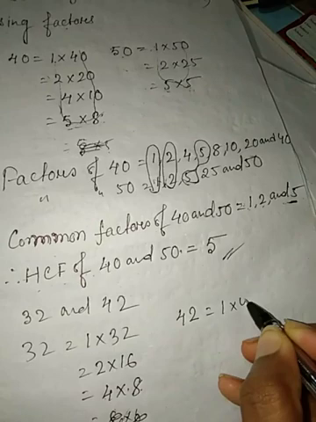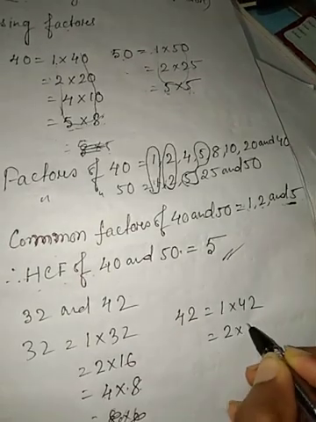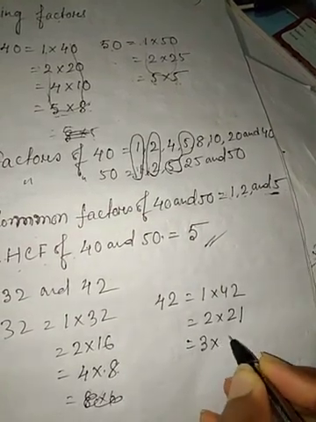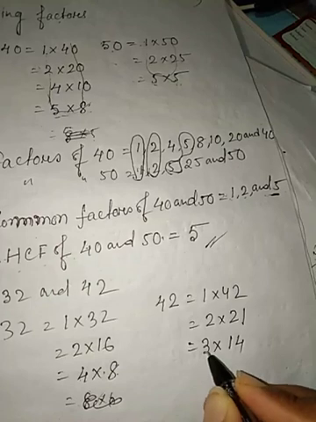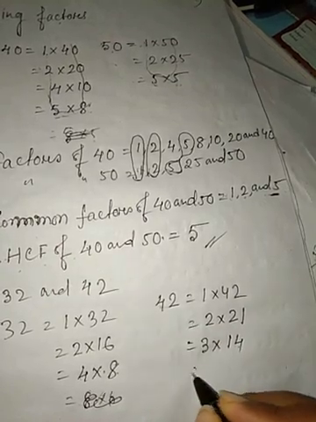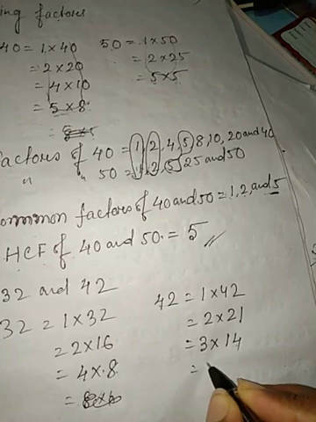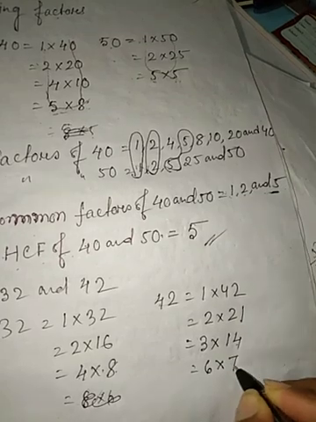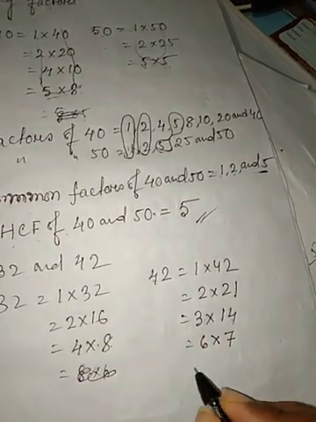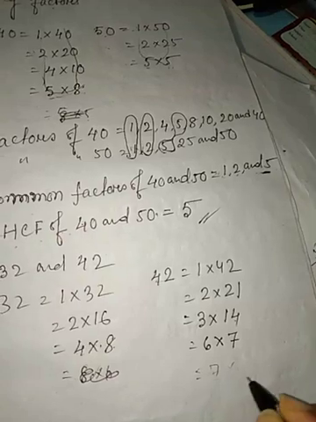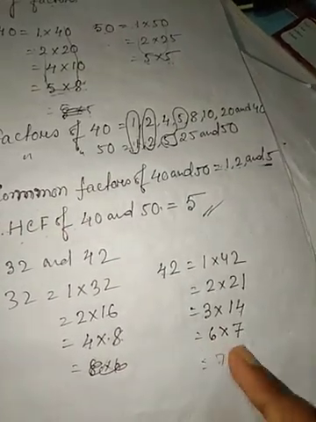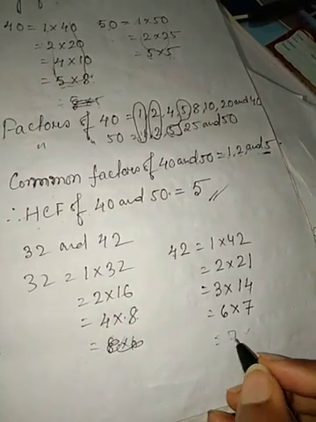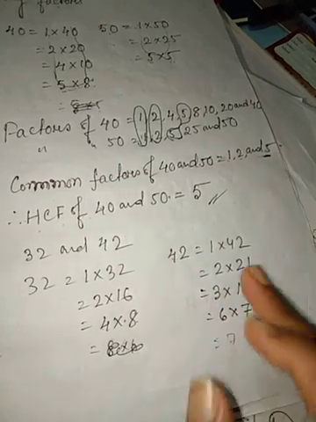For 42: 1 into 42, 2 into 21, then 3 into 14, 3 14s are 42. Then also write 6 into 7, 6 7s are 42. You can write 7 into 6, but it is the same, so you don't write it again here. These are the factors of 42.